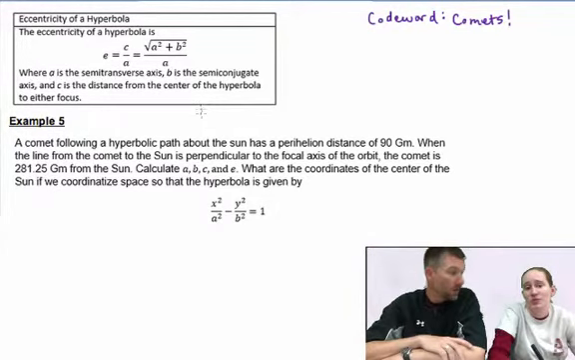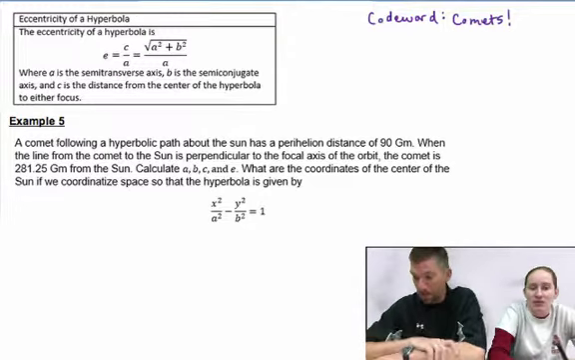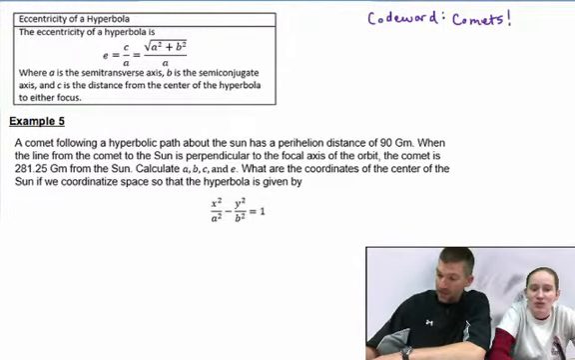Yes, but these will be values bigger than 1. Of course they will. Now we've got this problem here. It's quite a problem. It's talking about a comet following a hyperbolic path.